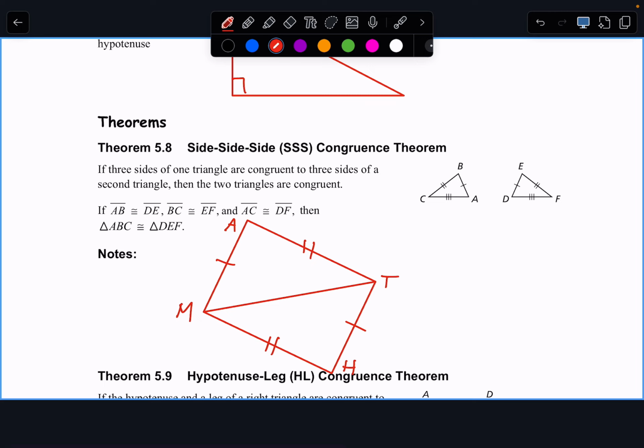Okay. Do we have enough information about these 2 triangles? Yes. We can use the reflexive property. So now we can say triangle MAT is congruent to triangle THM by side, side, side.